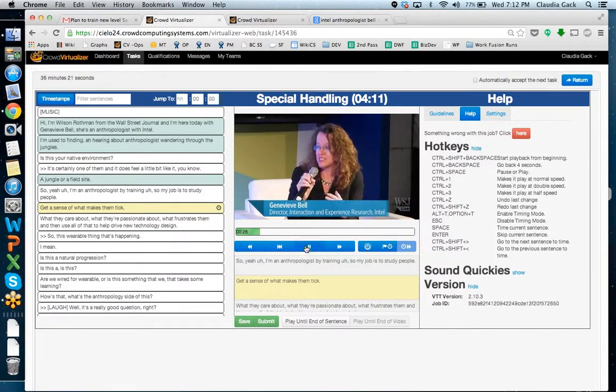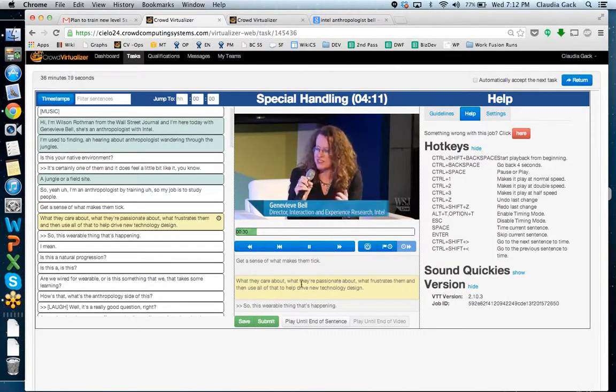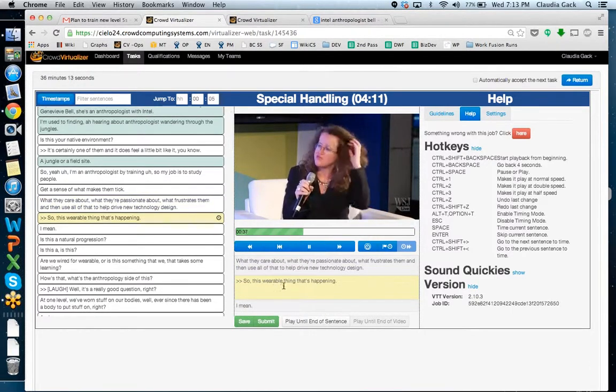A sense of what makes them tick, what they care about, what they're passionate about, what frustrates them, and then use all of that to help drive new technology design. So this wearable. Now there was a speaker change.